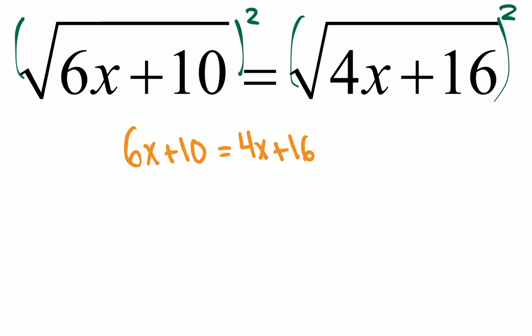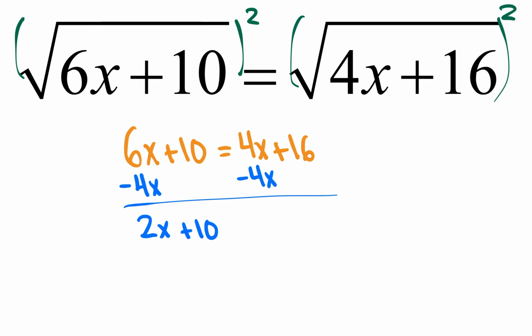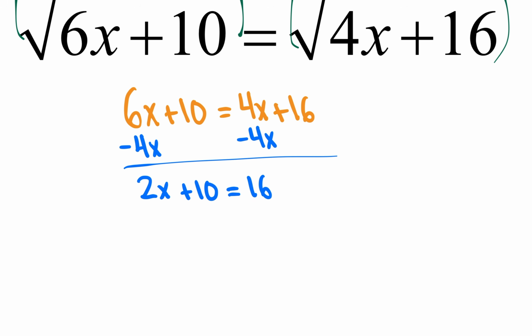Now, you can solve for x in multiple different formats for this type of equation. My recommendation is to move all the variables to the left-hand side. So we're going to subtract 4x on both sides. This will leave you with 2x plus 10 is equal to positive 16. I will then subtract 10 on both sides. This will leave me with 2x is equal to positive 6.